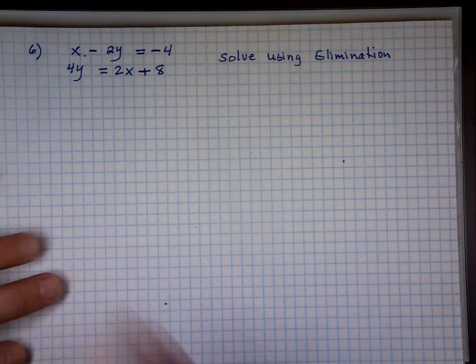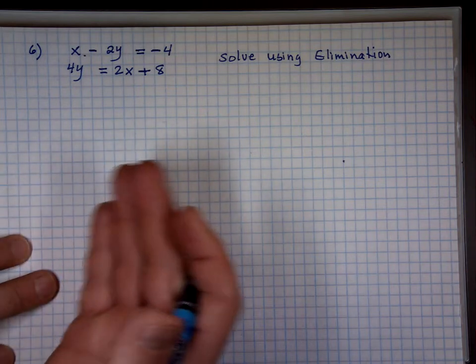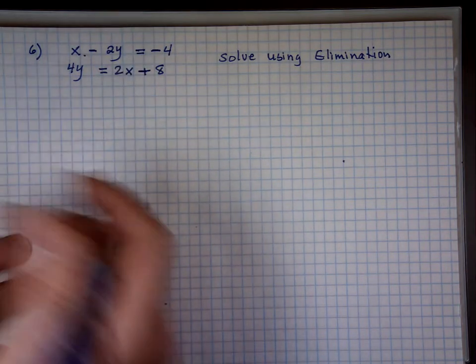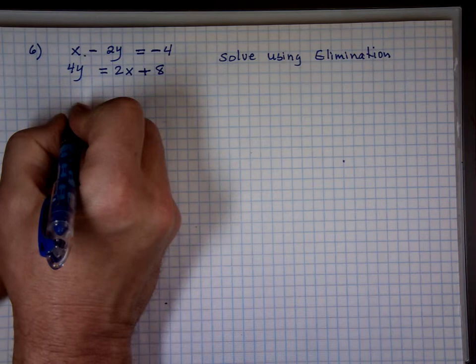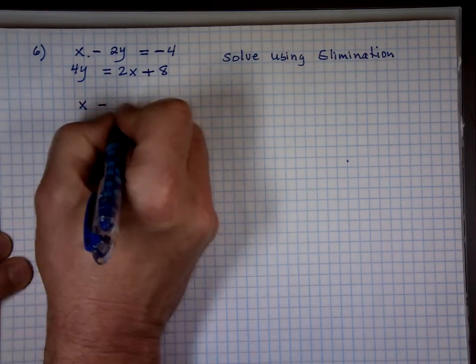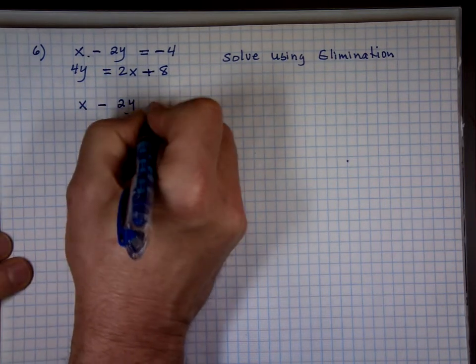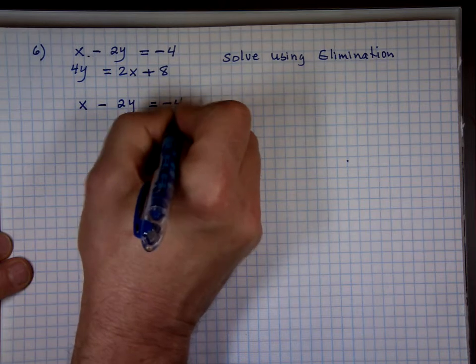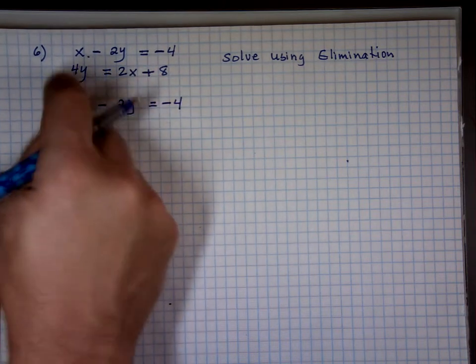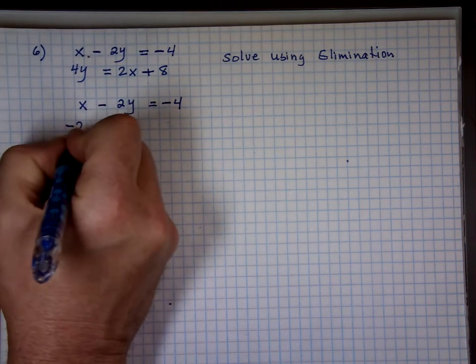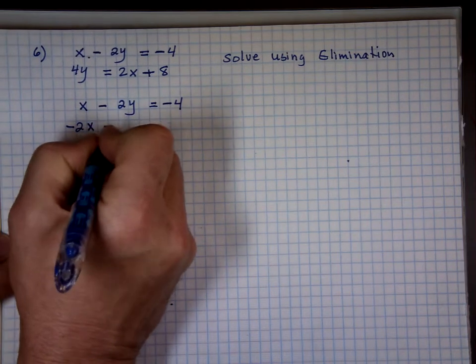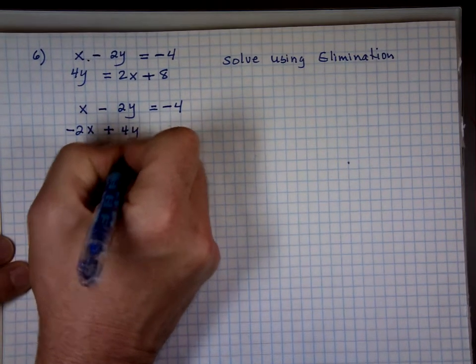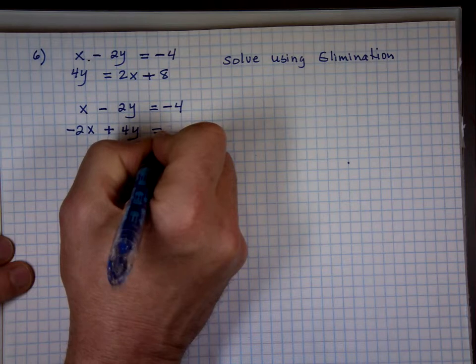If I'm going to solve this with the elimination method, I need to move x and y on the same side. So the first equation, x minus 2y equals negative 4. Move the 2x to this side, becomes what? Negative 2x plus 4y equals what? 8.